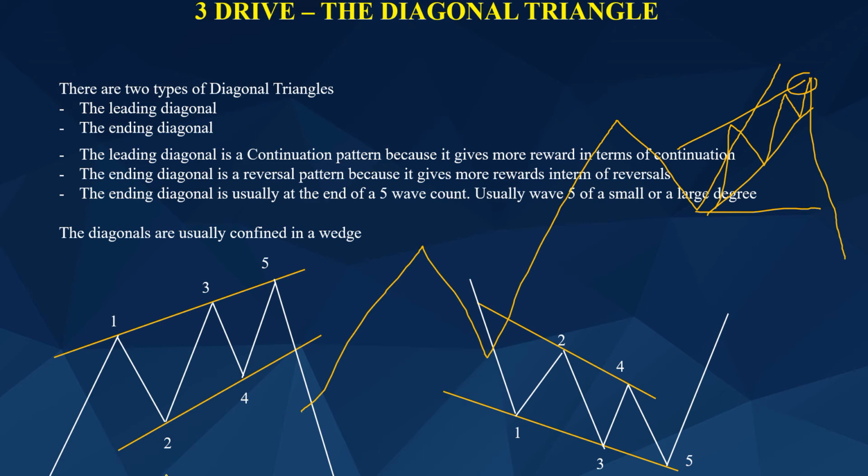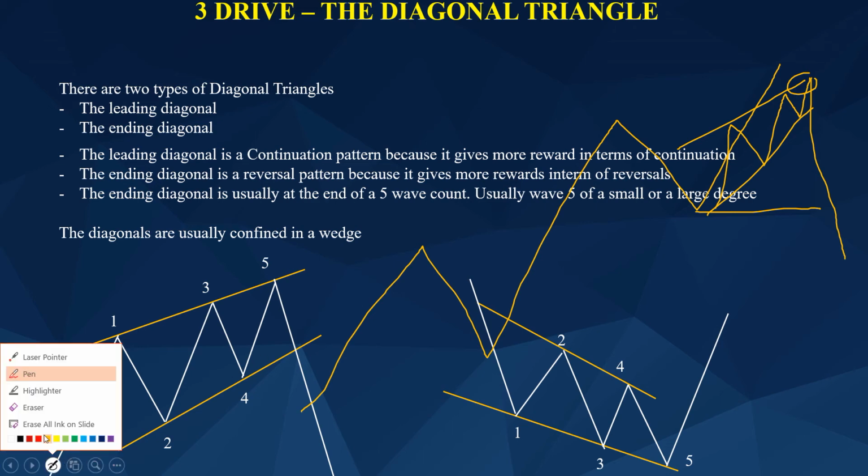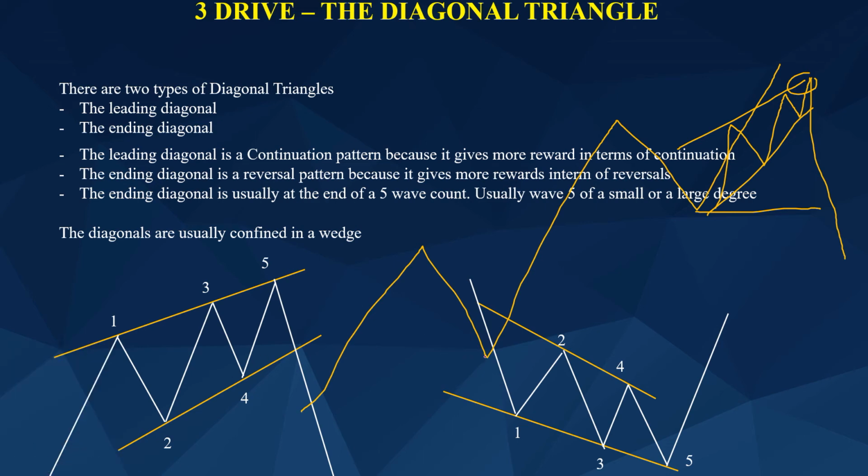Now, if it is in wave 5, then it can be in this wave. Let's say we have another three wave count in this third wave: one, two, three, 4, and 5. Any diagonal is going to be here, so we trade this to continue the 5. If you have a 1, 2, 3, 4, and 5, this is where the ending diagonal will be. Now, if you have an A, B, C, it's going to be at the end of the C wave. That is A, B, C. Ending diagonal is going to be here.